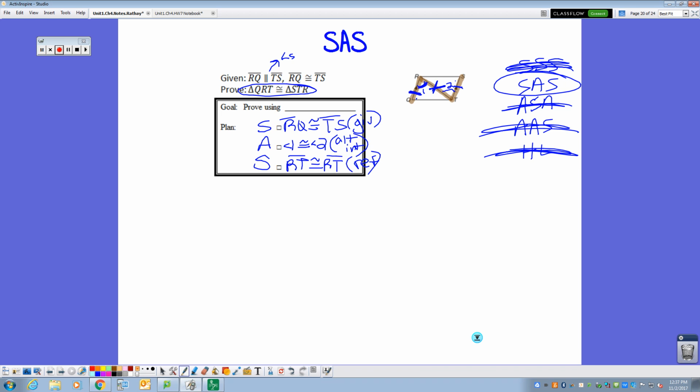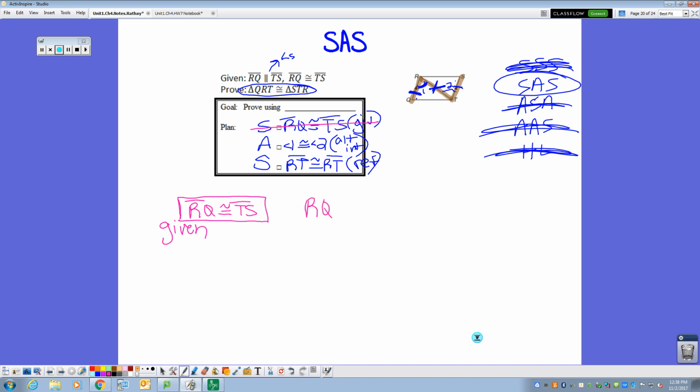3 main branches. First branch starts with our side. RQ is congruent to TS. Well, it's given, so we just write it in. And once it's in the proof, cross it off, that branch is complete. We move to our second branch. In our second branch, we need angle 1 is congruent to angle 2. That wasn't given. So we have to think, how did we get there? Well, alternate interior angles got us there. Alternate interior angles come from parallel lines.